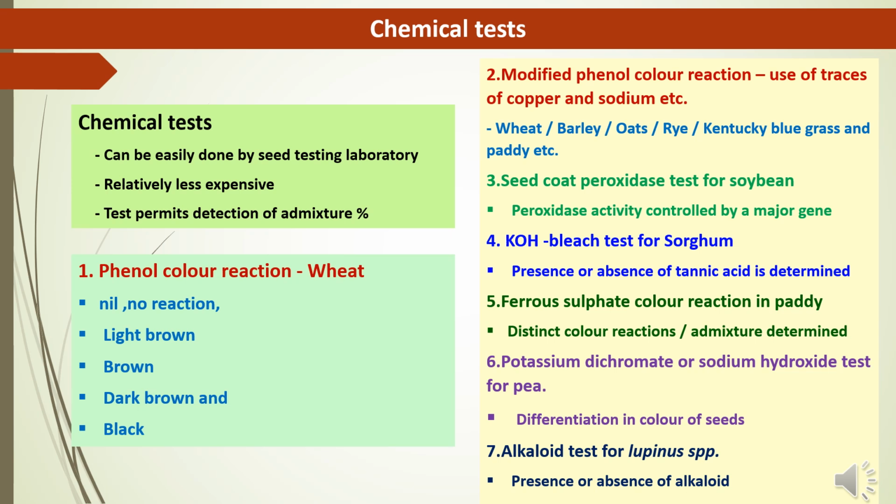The sixth test is the potassium dichromate or sodium hydroxide test for pea crop. In uncertain cases, the differentiation in the color of the seed coats of garden pea and fodder pea can be made clearer by using potassium dichromate solution or by a sodium hydroxide solution treatment. The seventh test is the alkali test for lupinous species. In lupinous species, the presence or absence of alkaloids is a diagnostic feature. A distinct brown-red precipitate indicates the presence of alkaloids, and on that basis the determination is done.